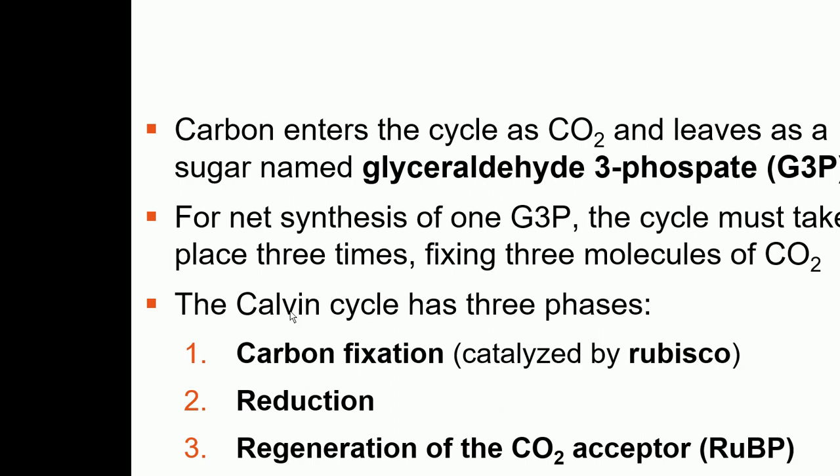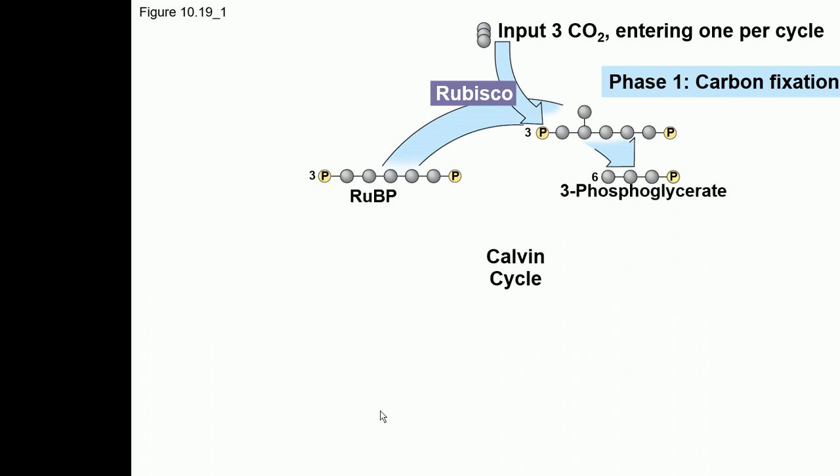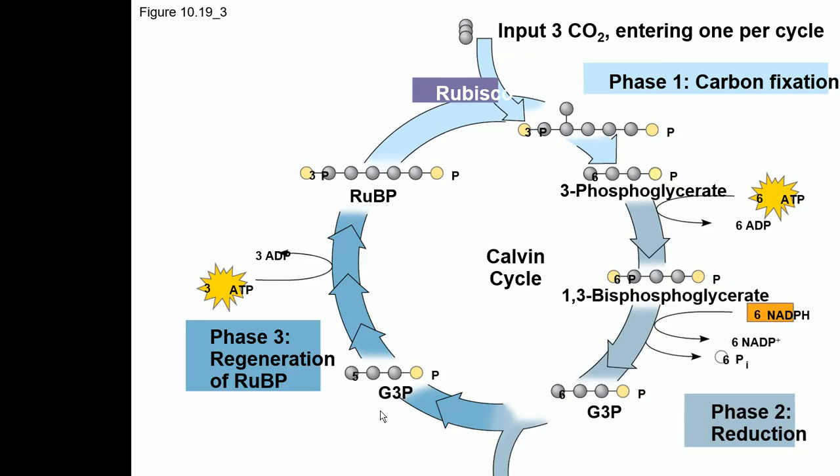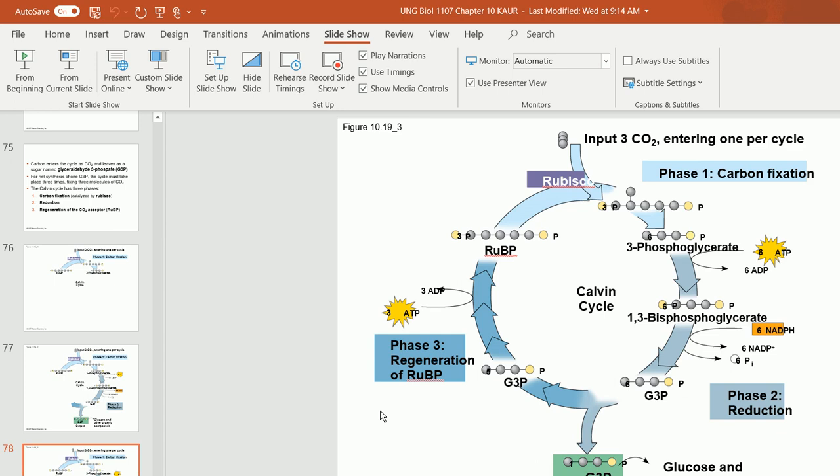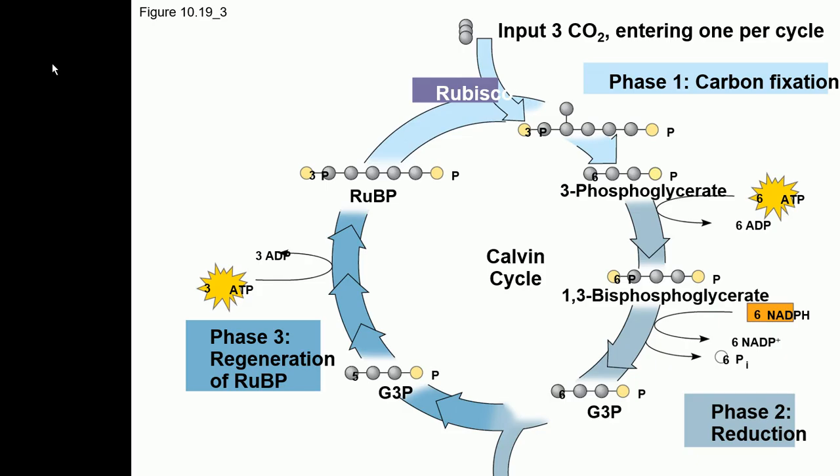And the second step is reduction, and the third step is regeneration of the carbon dioxide acceptor, which is RuBP. RuBP is ribulose bisphosphate. So remember that the Calvin cycle is a cycle. Remember that cycle means from where we start, at the same compound we end.